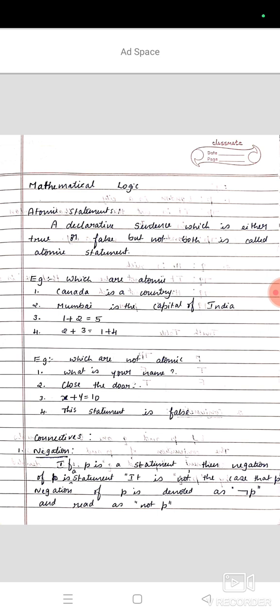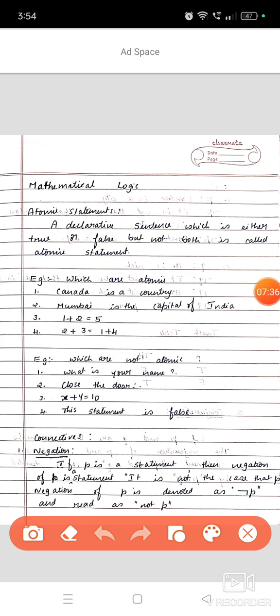Now, truth value of the statement and negation. I'll consider a statement P. We don't know which statement it is. It is an atomic statement, so it has the truth value either true or false. So the possible truth value for P is true or false.